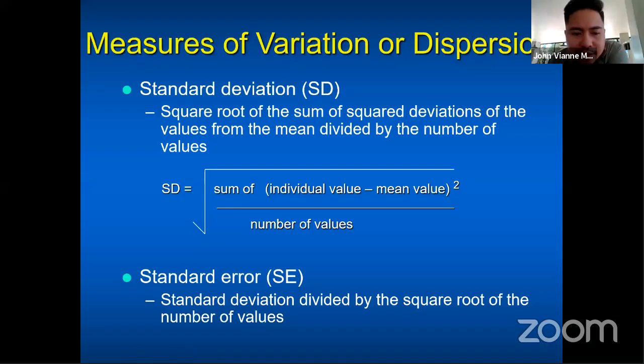The other one is standard error. Standard error is the standard deviation divided by the square root of the number of values. In this case, standard deviation is the basis in the computation of standard error. In fact, in statistical analysis, especially when you do correlation, t-test, one-way analysis of variance and regression, which are all parametric inferential statistics, the use of standard error is warranted. Standard deviation is most commonly used when you describe or compute mean averages, because that will tell us the variation of our data.